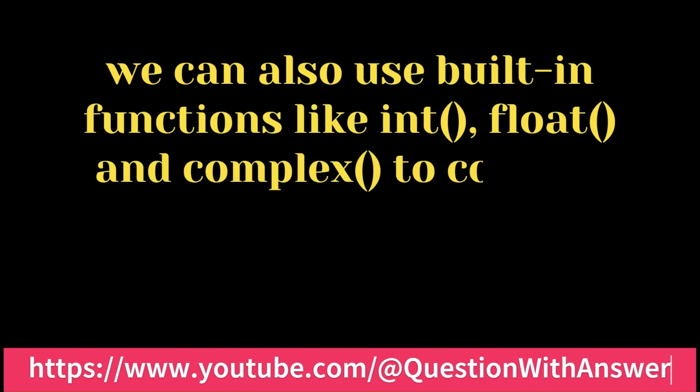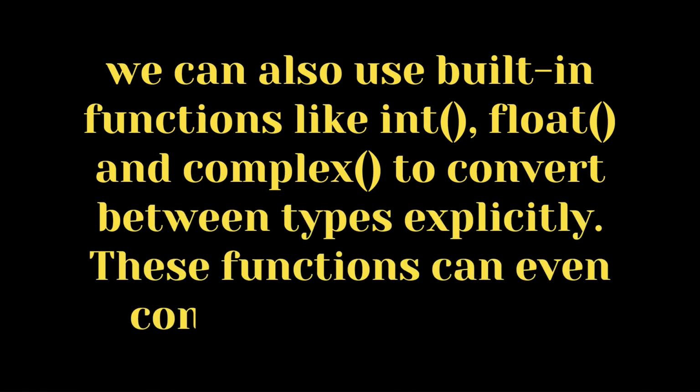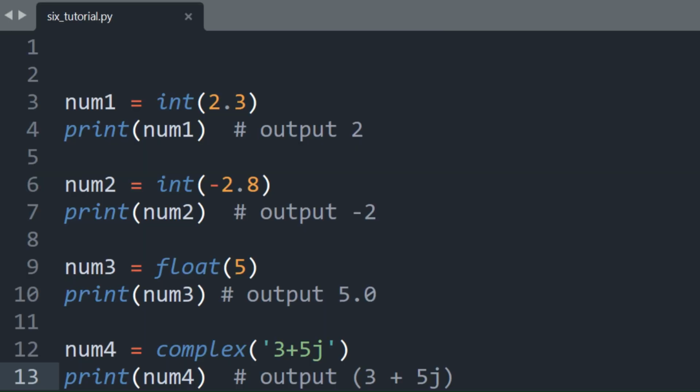We can also use built-in functions like int, float, and complex to convert between types explicitly. These functions can even convert from strings. Here, when converting from float to integer, the number gets truncated, meaning decimal parts are removed. Similarly, when converting from integer to float, 0 is postfixed to the number.